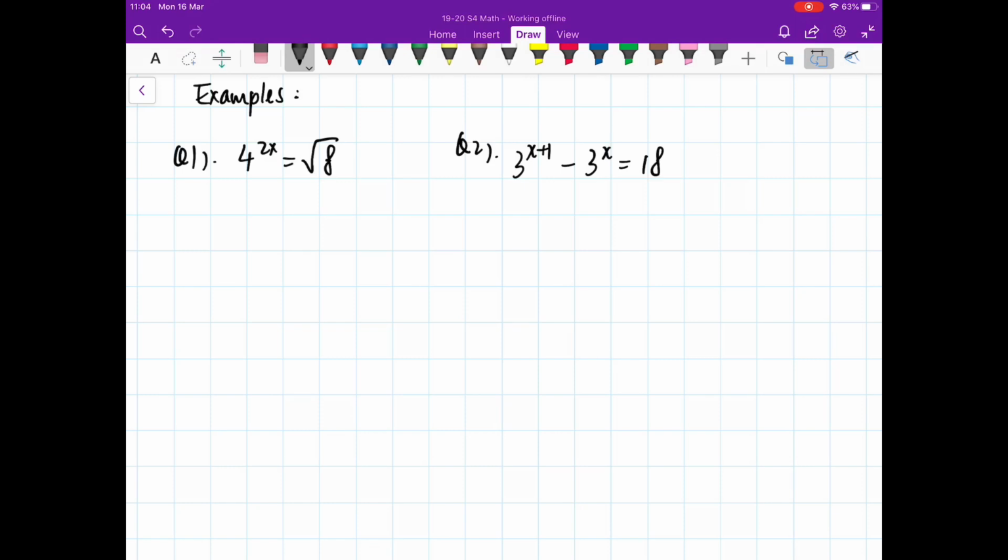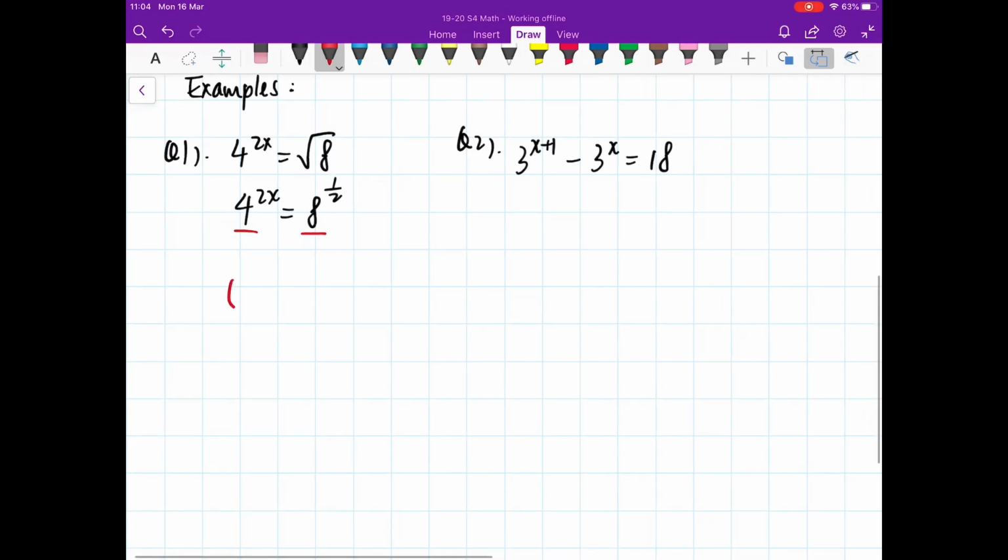So our first step is changing the square root into rational index, so that it will become 4 to the power 2x equals to 8 to the power 1 over 2. So as you can see, are the base the same? Then can we just directly comparing the power? So the answer is no. So therefore, that means we have to change the both sides with a common base. So can you think of how can we convert 4 and 8 into a common base? And the answer is 2.